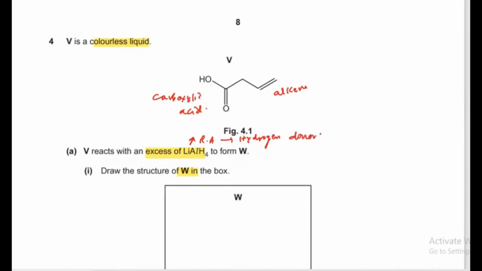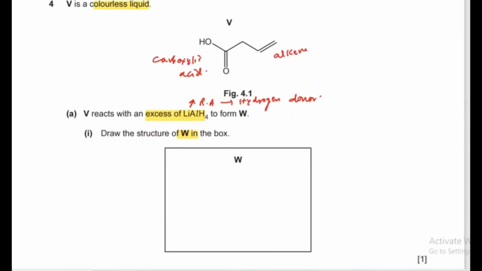So just look at the question: draw the structure of W in the box. V reacts with an excess of LiAlH4. Now this is V, which contains two functional groups, alkene and carboxylic acid. So when we add the excess of LiAlH4, the carboxylic acid is reduced to aldehyde, and then because we have the excess of reducing agent, the aldehyde will be reduced into primary alcohol.